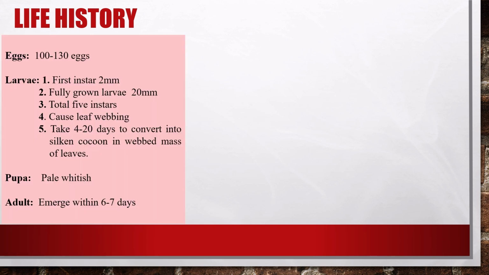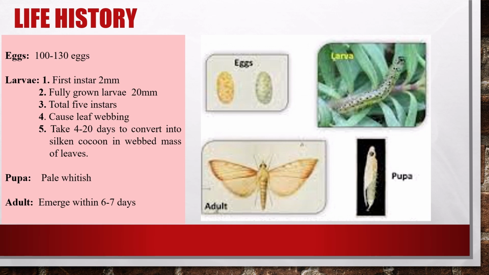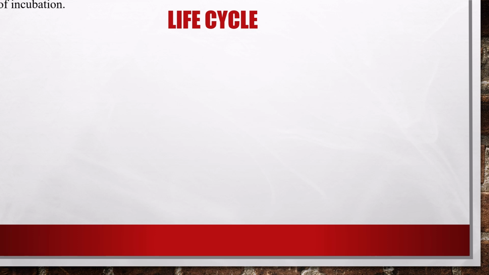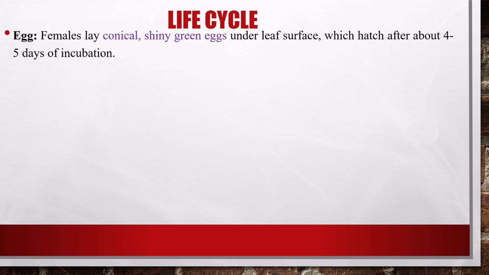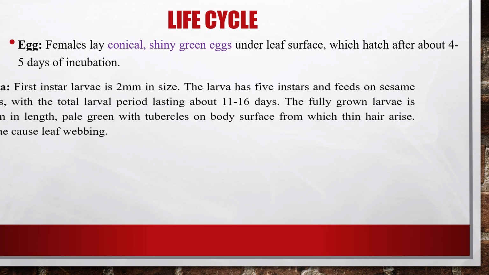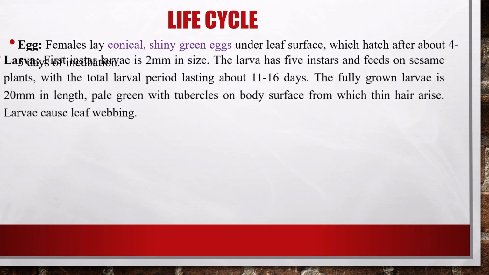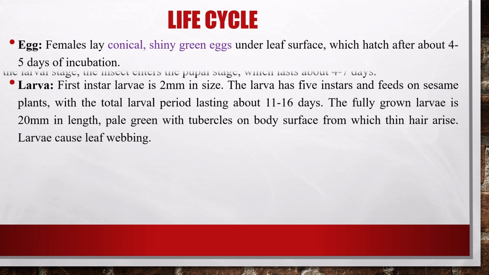This figure shows the life cycle, which comprises eggs, larvae, pupa and adult. During its life cycle, females lay conical, shiny green eggs under the leaf surface, which hatch after about 4 to 5 days of incubation. The first instar larva is 2 mm in size. The larva has 5 instars and feeds on sesame plants, with a total larval period lasting about 11 to 16 days. The fully grown larva is 20 mm in length, pale green with tubercles on the body surface from which thin hair arises. Larvae cause leaf webbing.